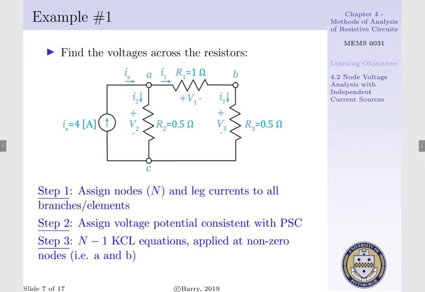Our third step is to construct n-1 KCL equations applied to our non-zero nodes. That is, we have 3 nodes within our system, thus we have to construct 2 KCL equations, and if we are going to neglect the ground node, we will apply our KCL equations to nodes A and B.